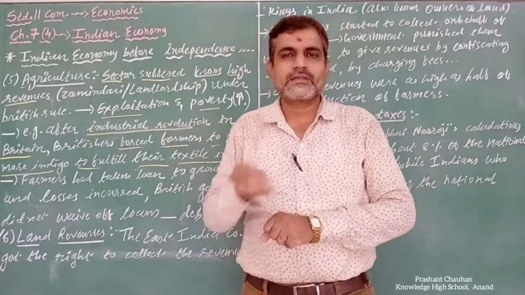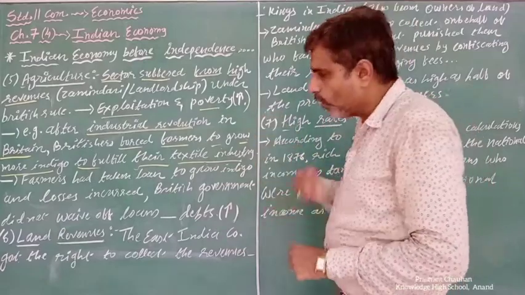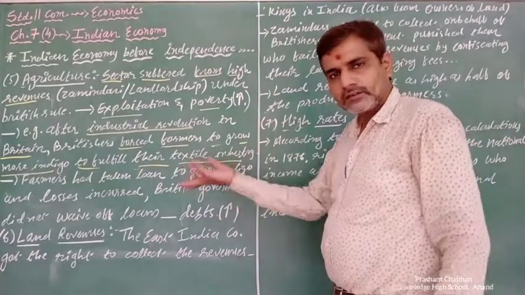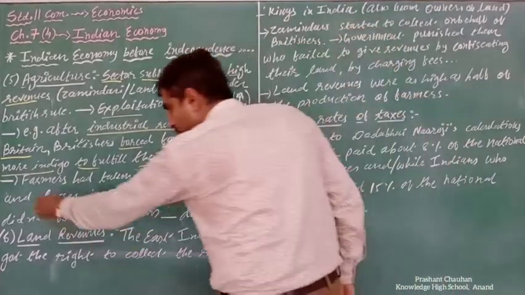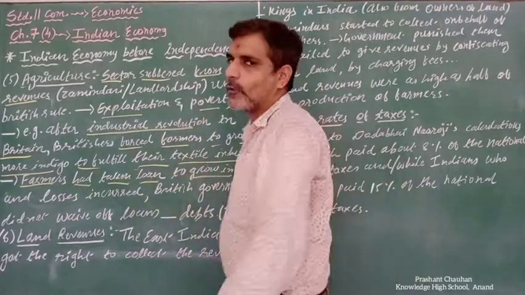Most of the people, 60% of people, are dependent on that one. That's why they forced us to grow more and more crop of indigo. Okay, so that is the textile industry fulfilling their own selfishness. Also, farmers had taken loans to grow indigo, right?